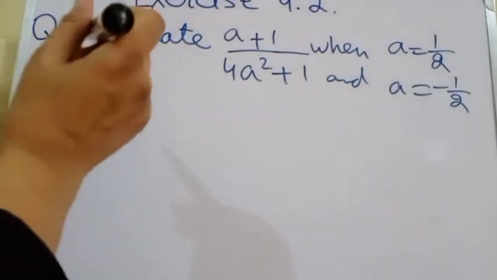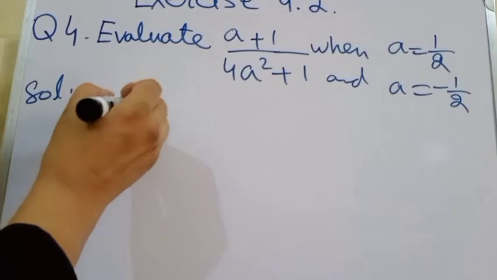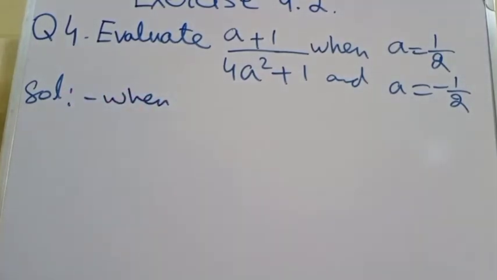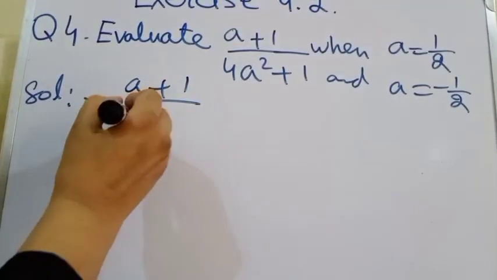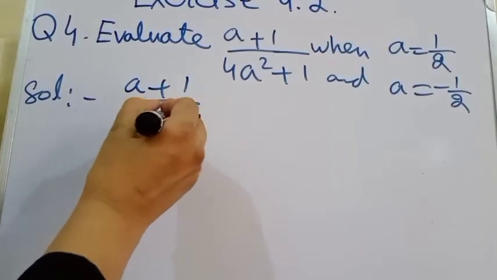Let's put the value. We have a plus 1 divided by 4a square plus 1.